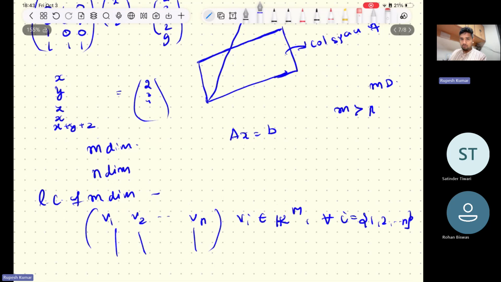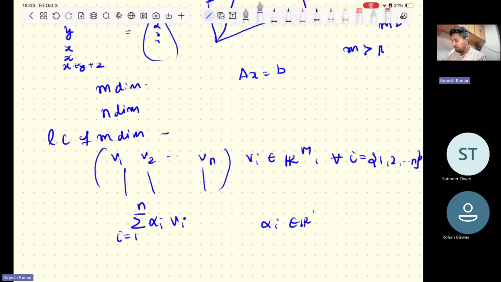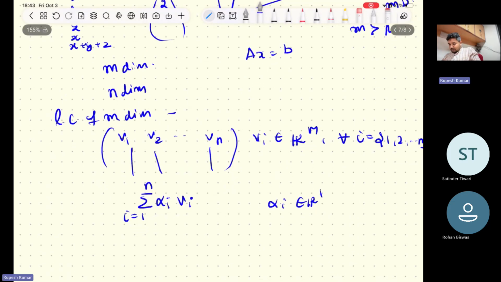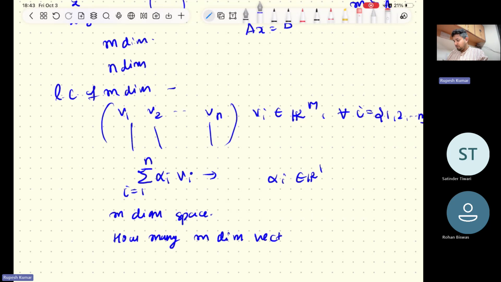Now this is the set of vectors that span the output space of A, the column space of A. Now you are saying you can write a vector as the sum of alpha i multiplied by vi, i equals 1 to n, where the alpha i's are scalars. Now, can this span an m-dimensional space? So you are trying to span an m-dimensional space. The question is, how many m-dimensional vectors do you need, which are obviously linearly independent? At least how many, basically?